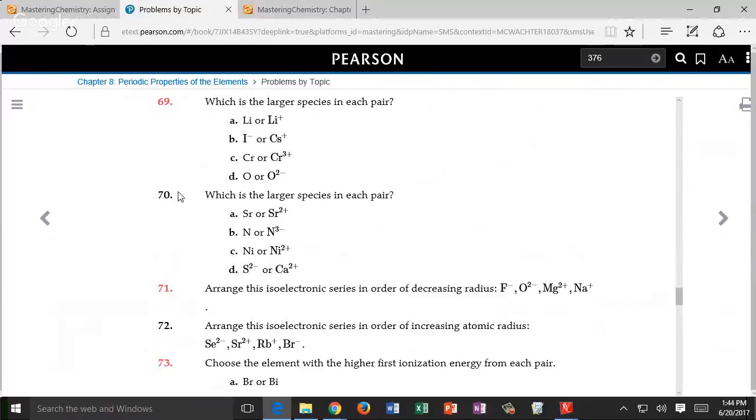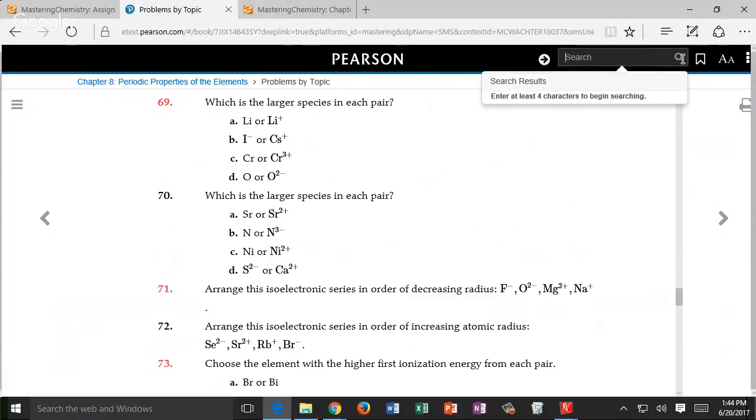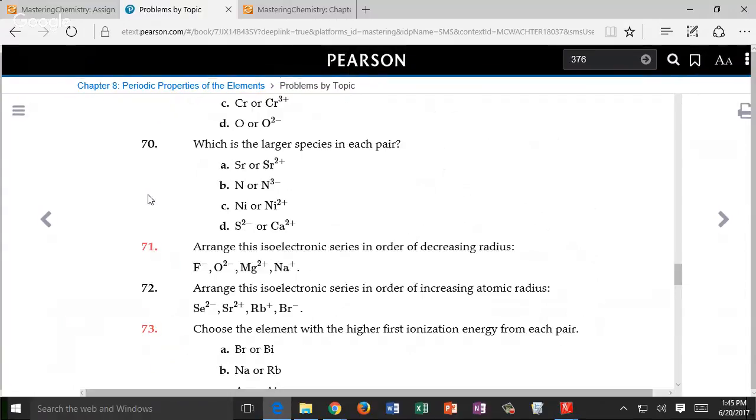Okay, let's take a look at number 70. Which is the larger species in each pair? See that? Strontium or strontium 2+? Which is larger? Why? Right, the positive ions are going to be smaller, and depending on where that is in the periodic table, it could be different. What about D?